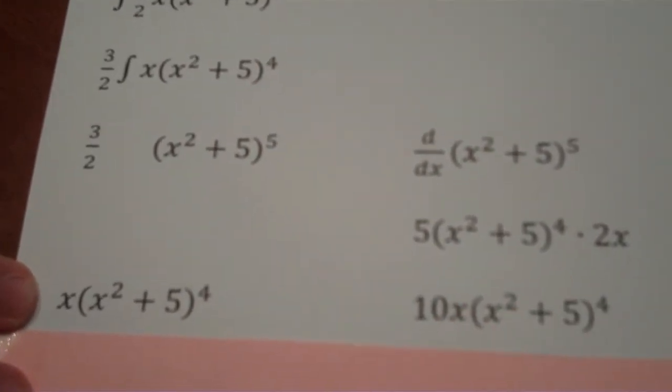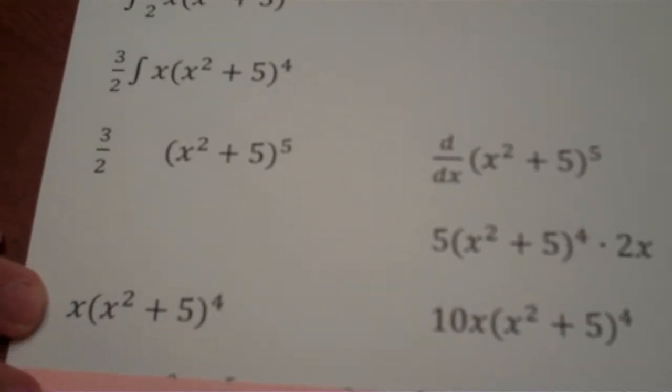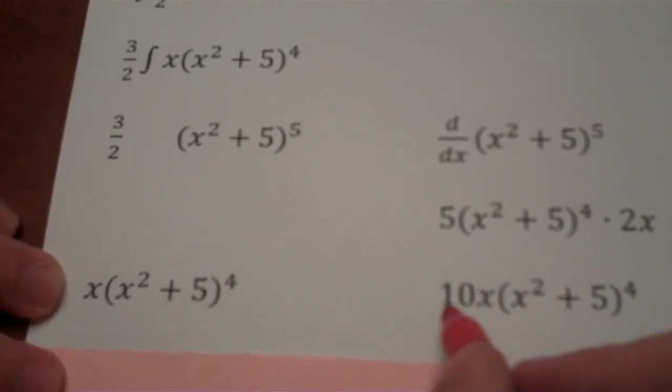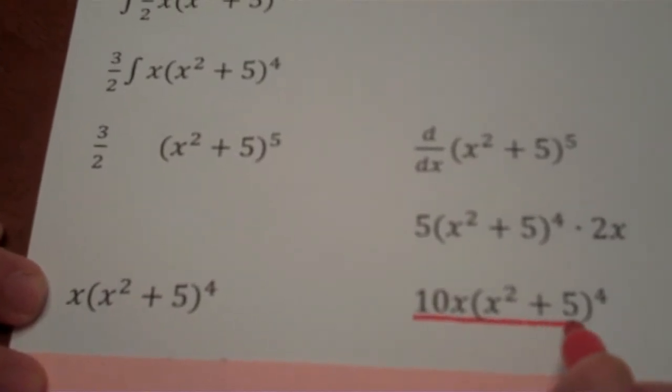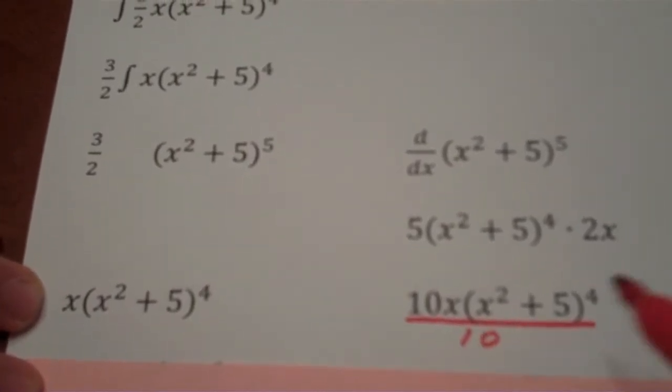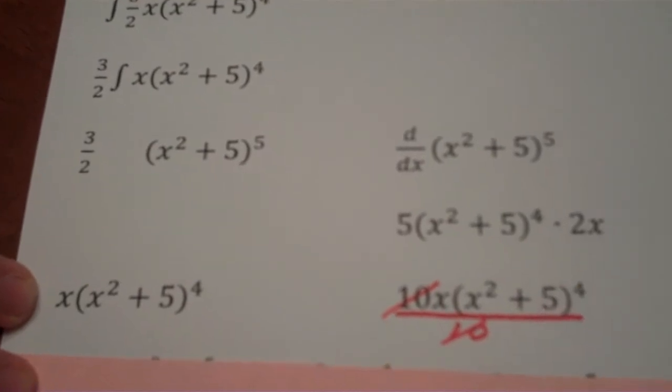I've got that 10 on the outside that I've got to get rid of. Now, you've got a couple choices here. Personally, what I always like to do is simply say, hey, let's just take that guy right there and divide by 10. And I'm done.